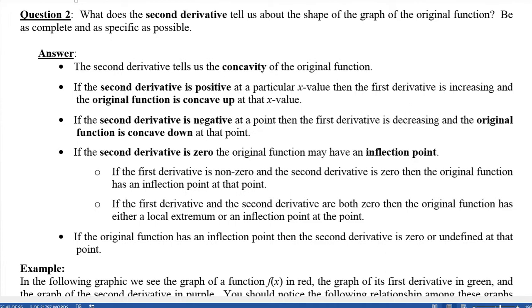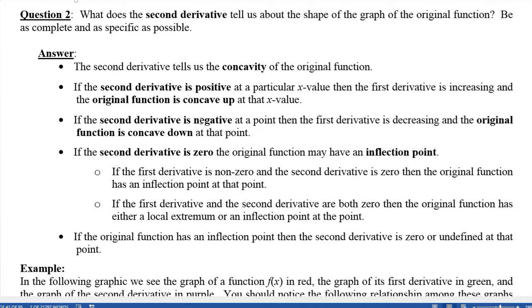If the second derivative is negative at a point and the first derivative is decreasing, the original function is concave down at that point. If the second derivative is 0, then the original function may have an inflection point. Not guaranteed, however. If the first derivative is non-zero and the second derivative is 0, then the original function definitely has an inflection point at that point.